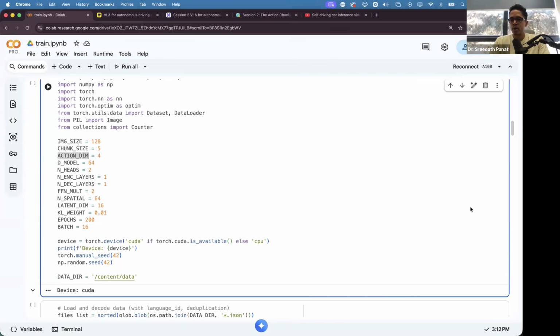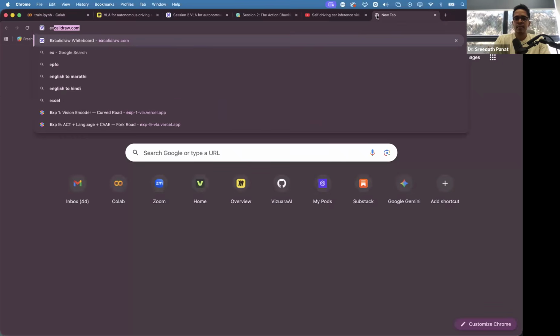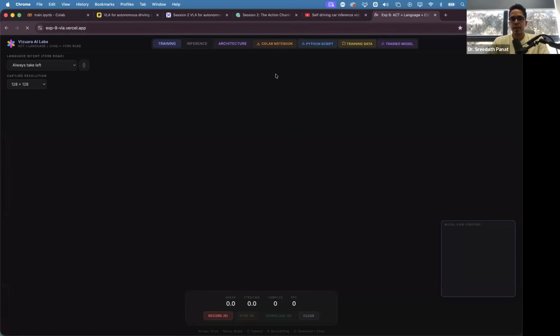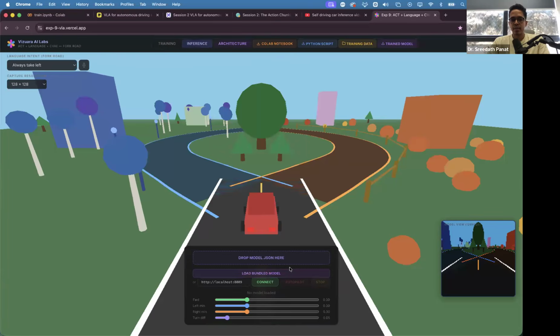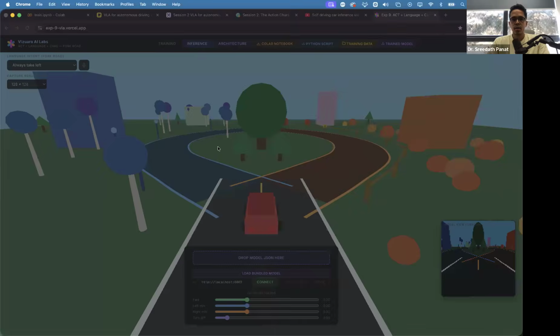Okay, Arya has shared the model.json. Let me download it. This is for experiment. Okay, Suresh has shared it. This is for experiment number 9, right, Suresh? EXP9, this one, right? Okay, awesome. Let me try the model.json. So now for me to try the one provided by Suresh, I just need to click drop model.json.